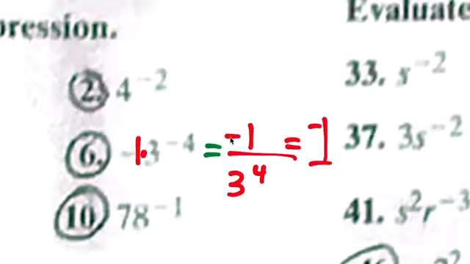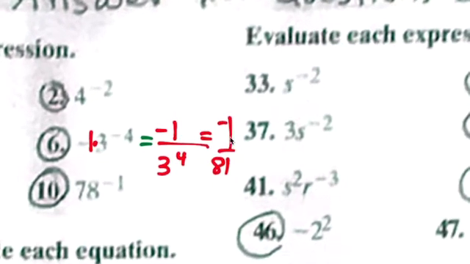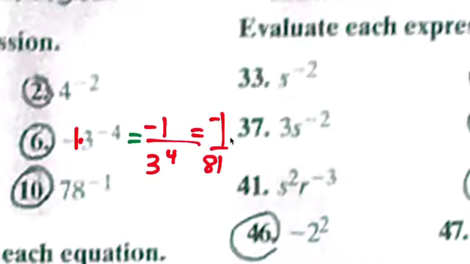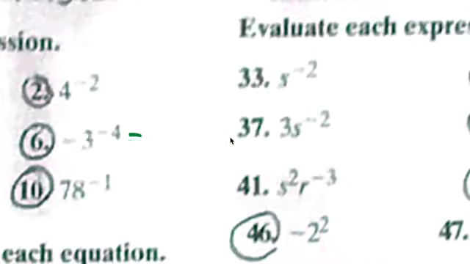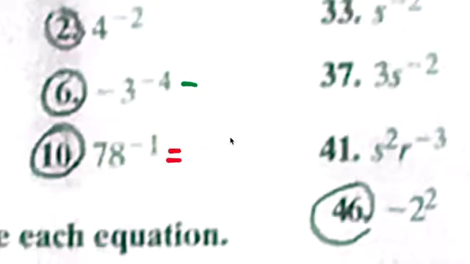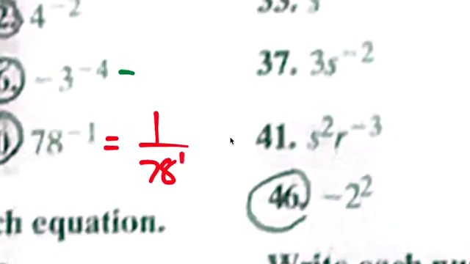This is a negative 1 times 3 to the negative 4 power. So we get negative 1 over 3 to the 4th power. So we get negative 1 over 3 times 3 times 3 times 3, which is 81. Okay, number 10. Number 10 is 1 over 78 to the 1st power, which is invisible. You don't have to put it.